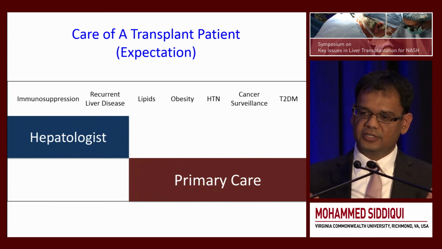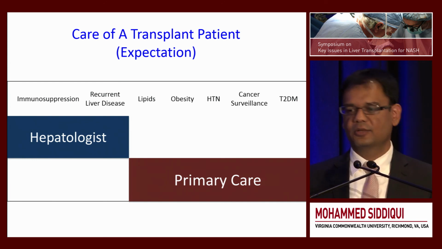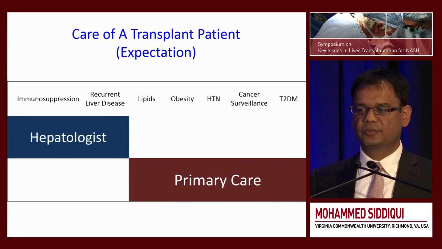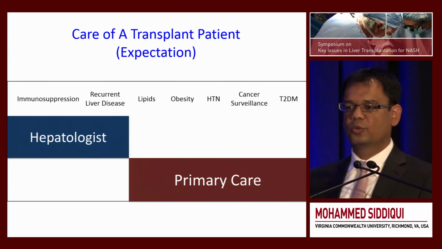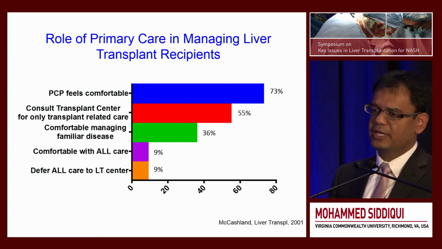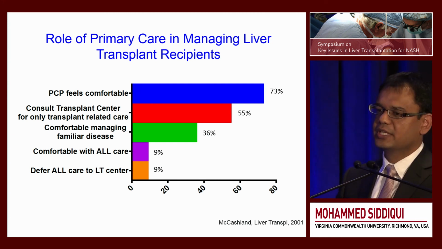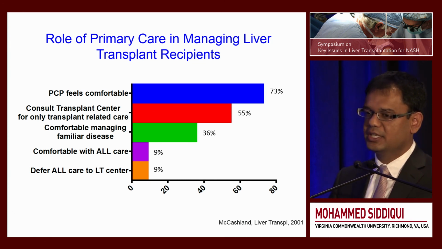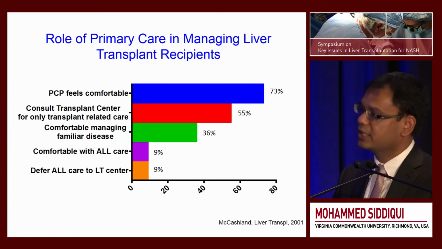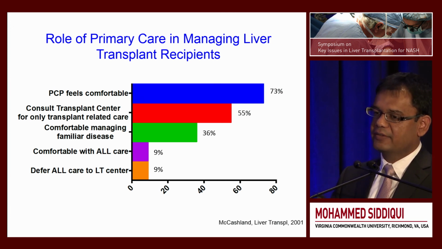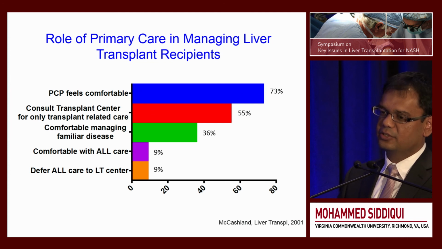I'd like to think that most of us have, at least in our mind, the way we think about it: the hepatologist will manage immunosuppression and risk of liver disease, while the primary care physician will help manage other medical comorbidities. The reality is far from that. This is a national survey of primary care physicians, which shows a fair number of primary care physicians just do not feel comfortable managing post-liver transplant patients. In fact, almost 10% of them will defer all care to transplant centers. About half of them will have a continuous dialogue with the transplant center to help manage this.